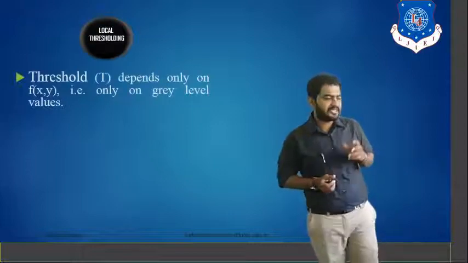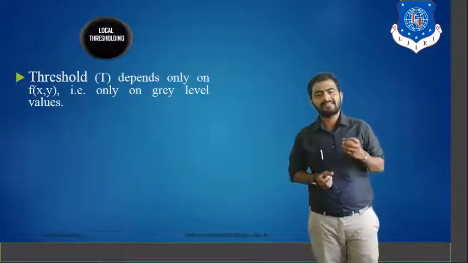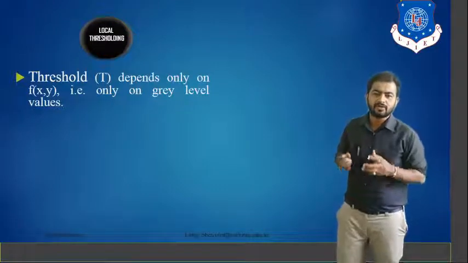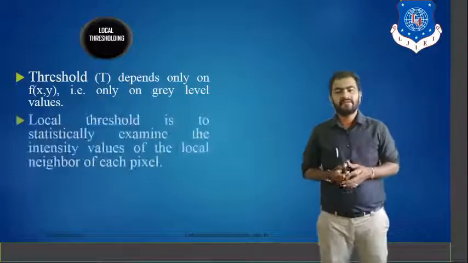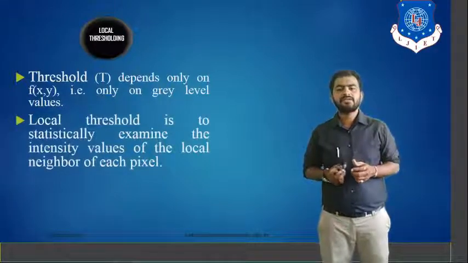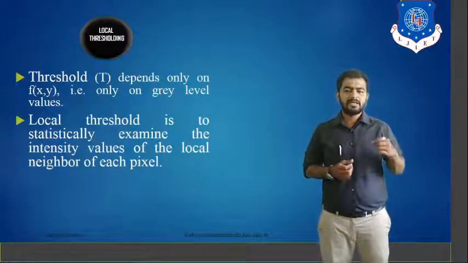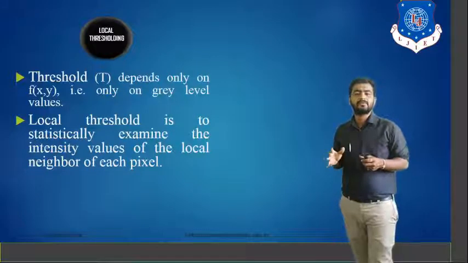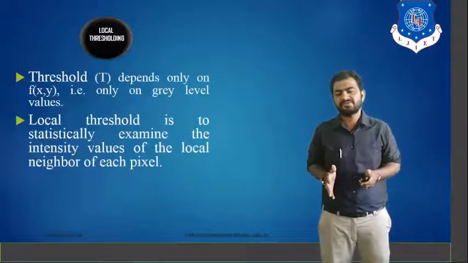Now, the first thing we discuss is local segmentation and local thresholding techniques. So threshold T depends on f of x comma y. F of x comma y is nothing but your matrix, or you can say a matrix value. It means only on gray level value. Local thresholding is to satisfactorily examine the intensity value of the local neighborhood of each pixel. So based on local thresholding, we have to take a pixel value which is nearby a matrix, or nearby a pixel value range.